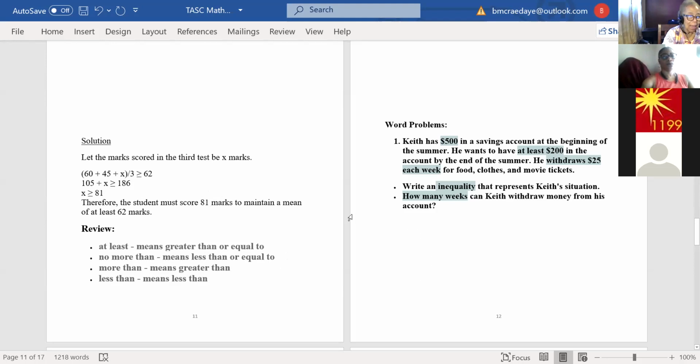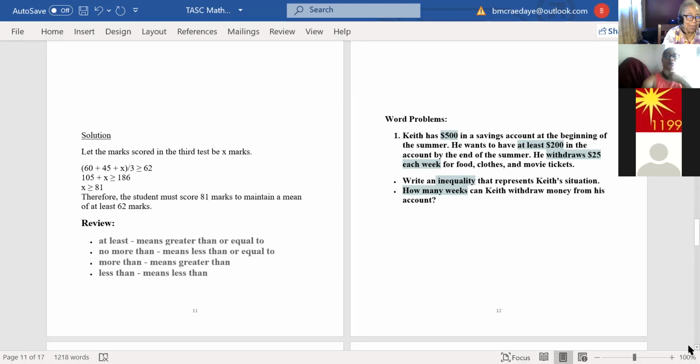Okay, let's go to this next problem. I want to see if you can solve this one.